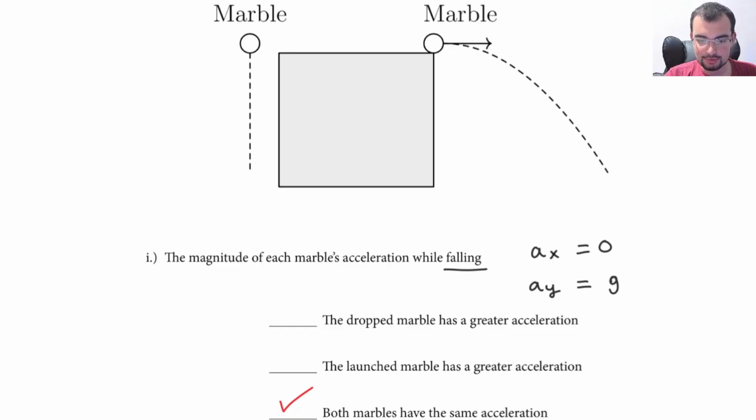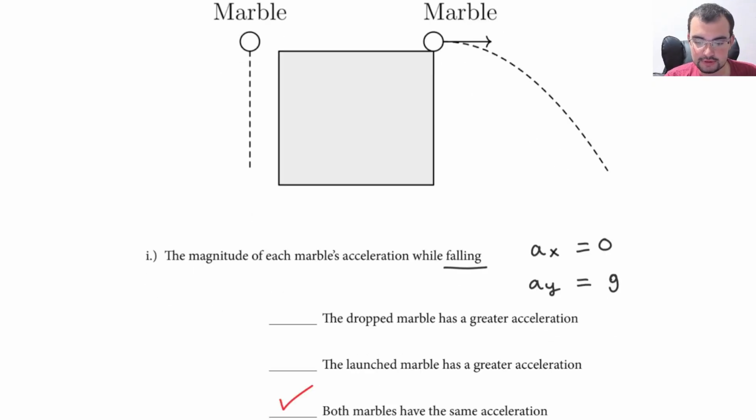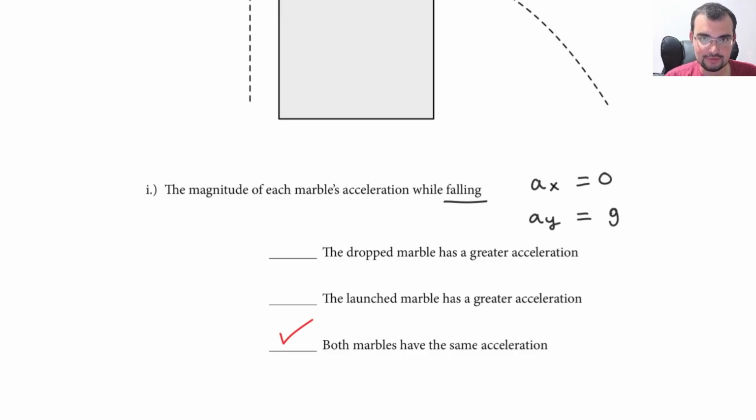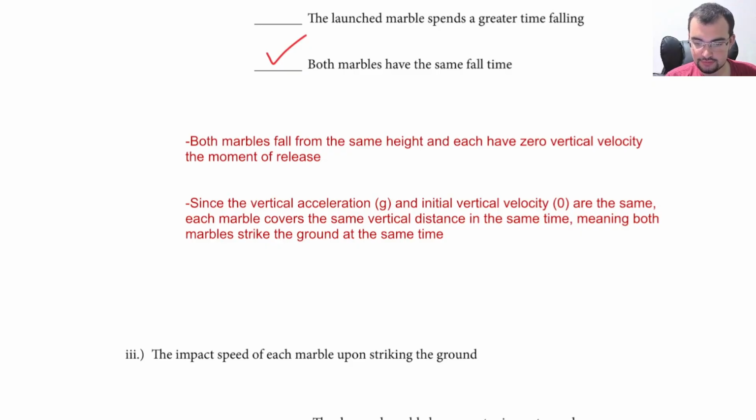They both are dropped with no vertical velocity. They have no vertical velocity and the same acceleration. So they're going to fall the same distance in the same time. Right? Both marbles fall from the same height. Both have 0 vertical velocity at the moment of release. Same acceleration, same height to go, same time required.